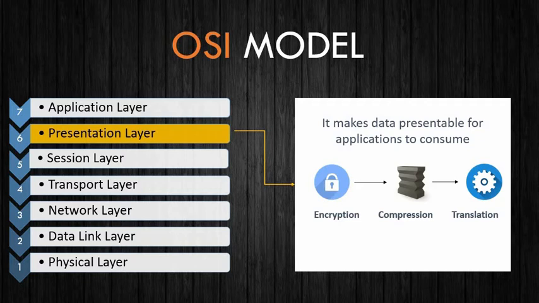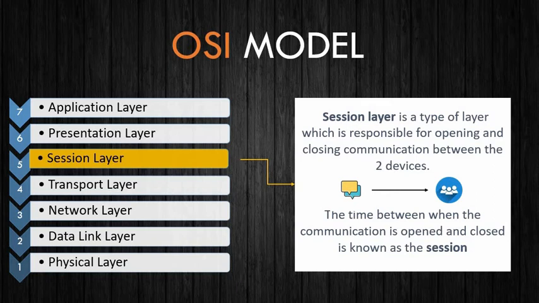Now next is the presentation layer. It is a layer that is responsible for encryption, compression, and the translation of the data. It is responsible for translating incoming data into syntax that the application layer of the receiving device can understand. It is also responsible for compressing data it receives from the application layer before delivering it to layer 5. This helps to improve the speed and the efficiency of the communication by minimizing the amount of data that will be transferred.